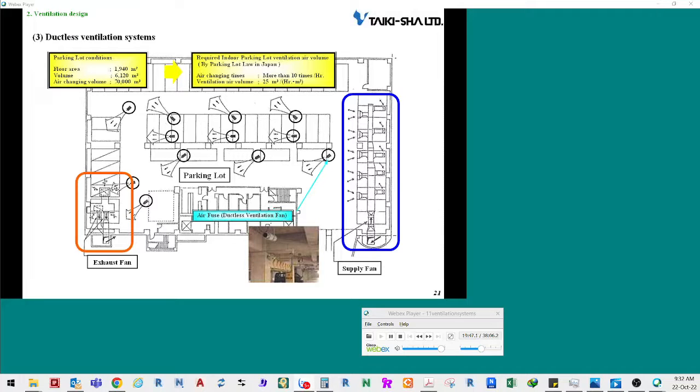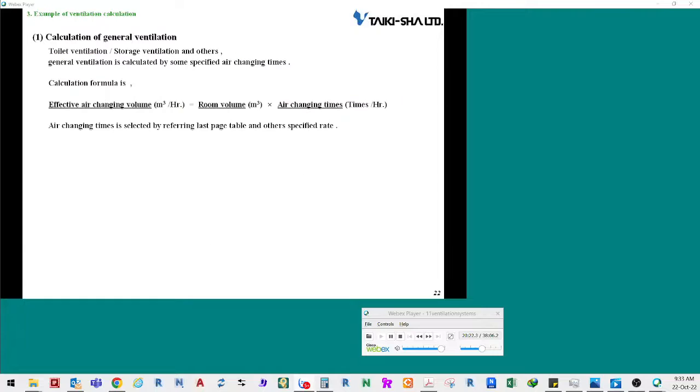This slide shows one example of a ductless ventilation system used in a parking lot, where air fuse fans are used. The air supply area is shown on the right side on this slide, while the exhaust area is shown on the lower left side on this slide. Air fuse fans are set up between the two areas. The fans induce the air in the air supply area to send it to the exhaust area. Thus, systems as shown on the slide do not have intermediate ducts.